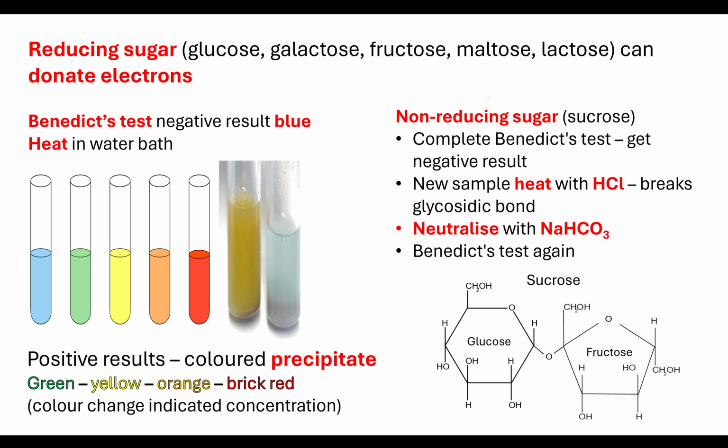So if we're using a non-reducing sugar, i.e. sucrose, that's the one you need to know, then we have to do the Benedict's test first, get a negative result, and then we would do the heat with the hydrochloric acid and the neutralization with the sodium hydrogen carbonate before doing Benedict's test again. So in an exam question, it's important you note whether they've told you if it's sucrose, they're expecting you to know that that's a non-reducing sugar, or if they've named a different non-reducing sugar, they will tell you that it's a non-reducing sugar and then expect you to know to use the non-reducing sugar test.